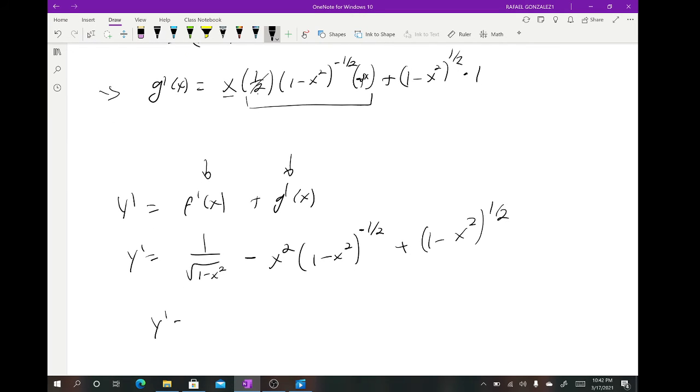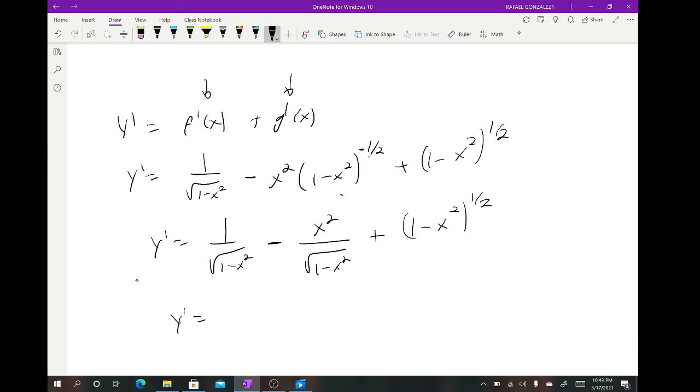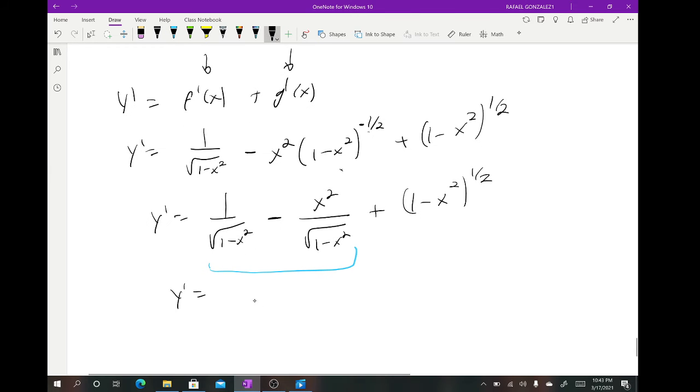So now what I will do is I'll rewrite this second term. I'll bring it to the denominator. So that's minus x squared divided by the square root of 1 minus x squared. That's what it means to have a negative exponent. Plus (1 minus x squared) to the 1/2. Now, because of the fact that these two fractions have the same denominator, I can combine them. So I'm going to write this as 1 minus x squared divided by square root of 1 minus x squared plus (1 minus x squared) to the 1/2.